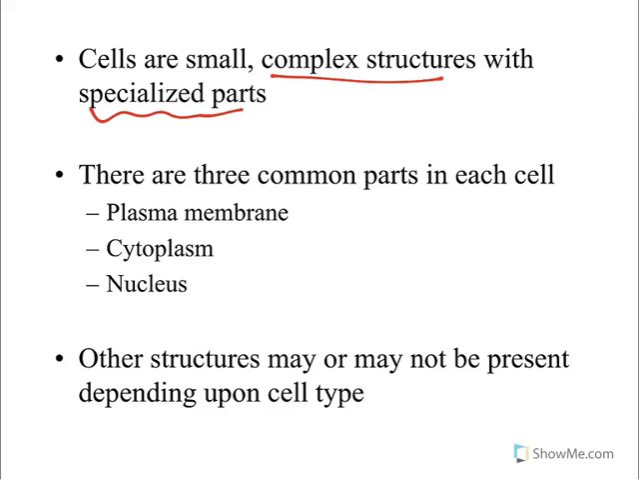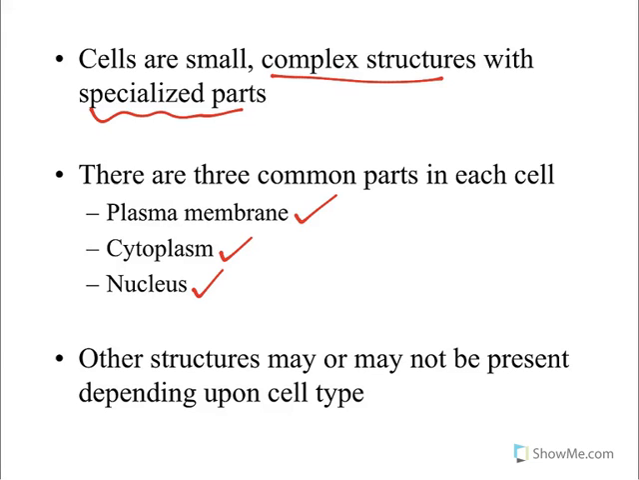However, there are 3 common parts in all cells. And we're going to take a look at these first. First is the plasma membrane, right? Then we're going to look at the cytoplasm. And then we're going to look at the nucleus. So these are 3 things that we can find in all cells, right? Even though we learned that there are 300 different types, 75 trillion cells, they're all going to have this in common. There might be different parts on the inside. This part they're going to have in common.